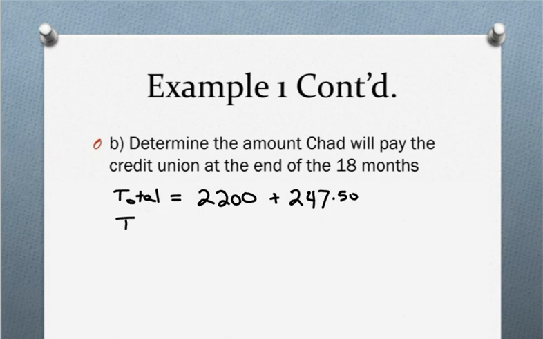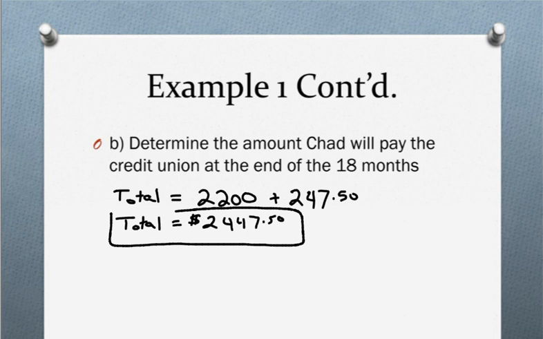And so the total that he'll pay back then is going to be $2,447.50. So even though he borrowed $2,200, he has to pay back more than the $2,200. So 18 months later, this is what he needs to walk into the credit union with.